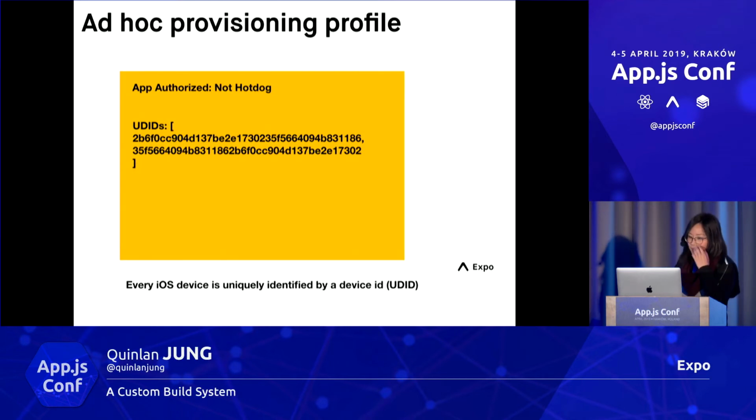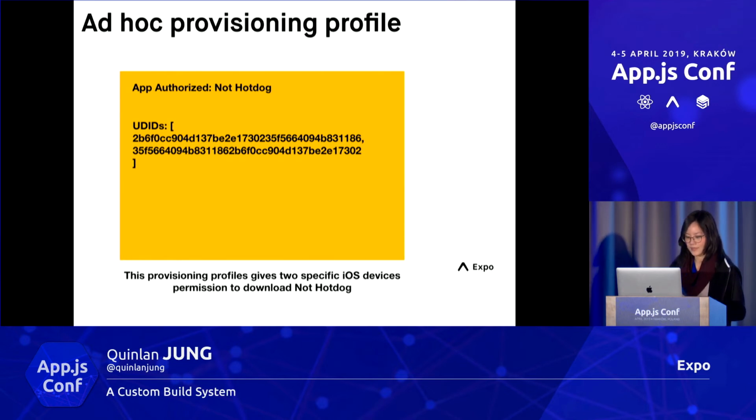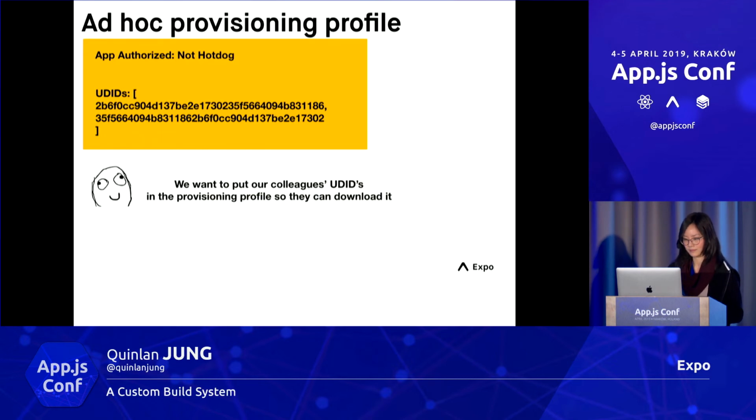Right. So the ad hoc provisioning profile is what we're going to be focusing on for today. And here is a quick example of what it might look like. So in our example, we've authorized our app, not hot dog. And you might see that there's a bunch of these UDIDs arrays. So every single iOS device is uniquely identified by a device ID. So here it's known as a UDID. And our provisioning profile gives two specific iOS devices permission to download not hot dog. So ideally, what we want is to put our colleagues' UDIDs in this provisioning profile so they can download not hot dog.